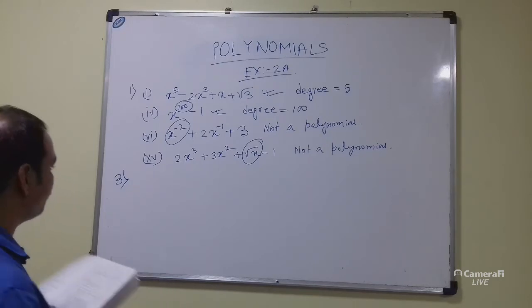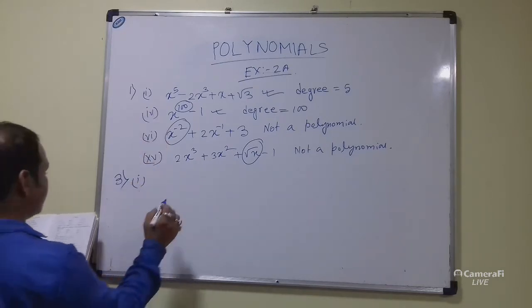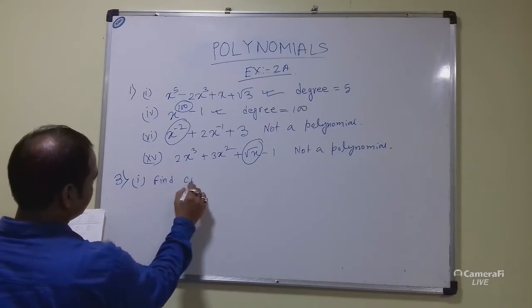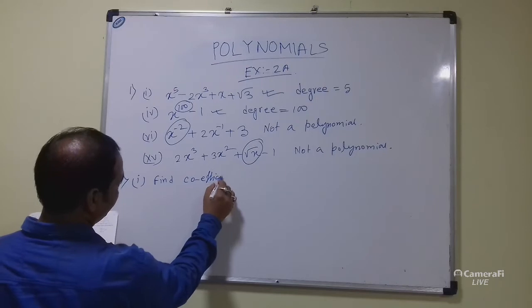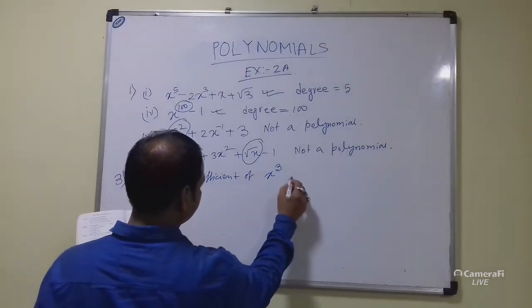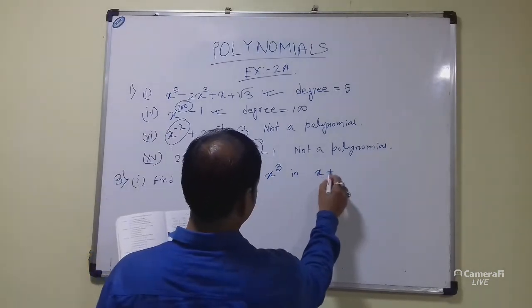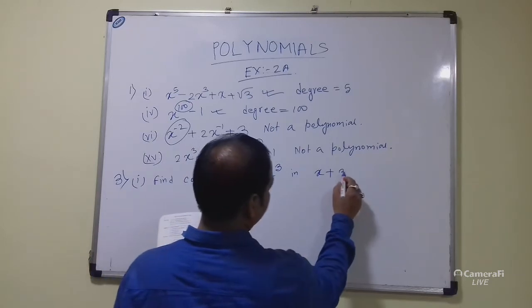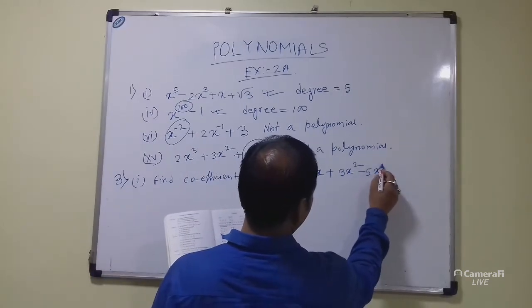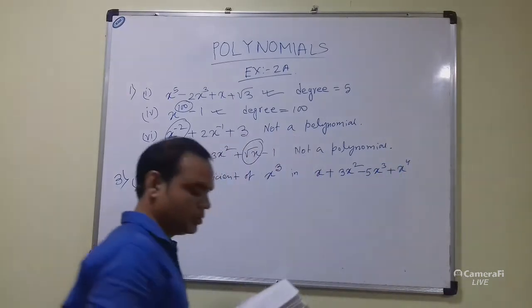Now I am going to discuss problem number 3. Find the coefficient of x cube in x plus 3x square minus 5x cube plus x to the power 4.